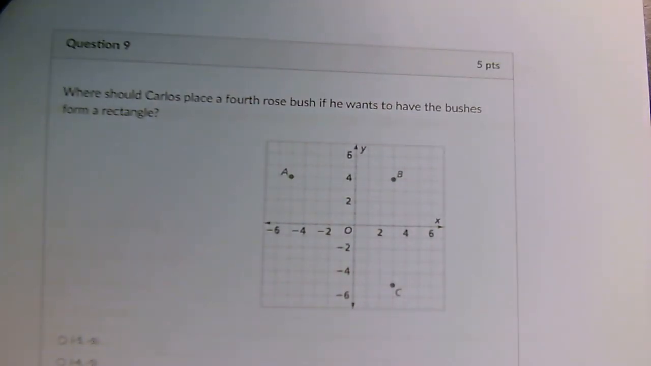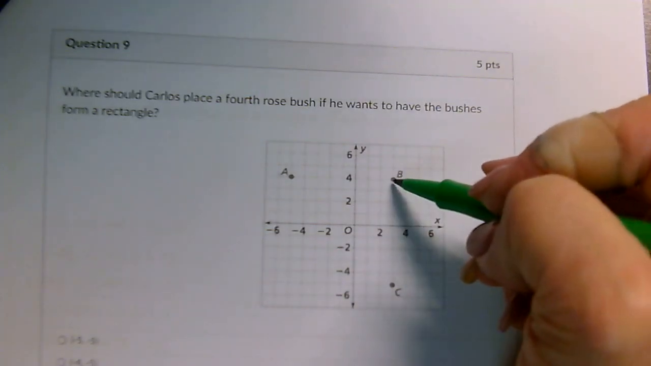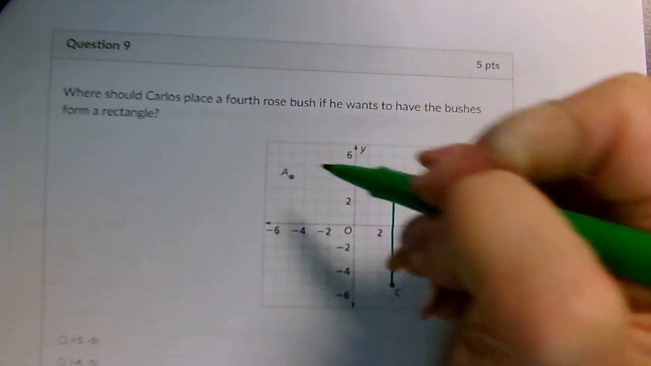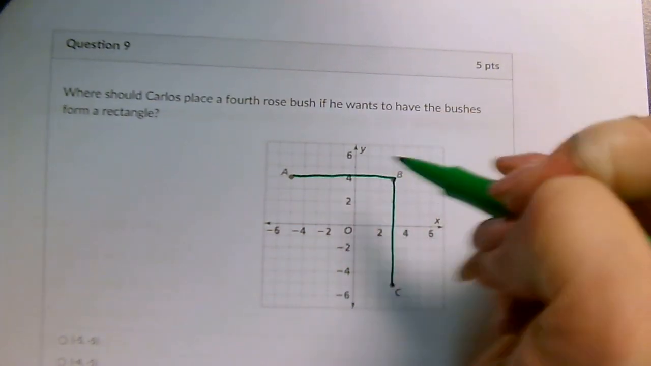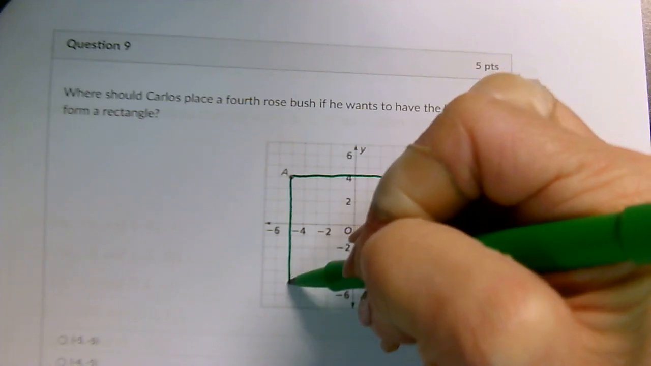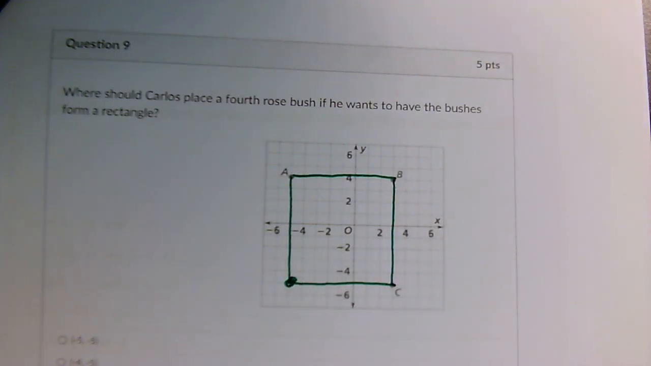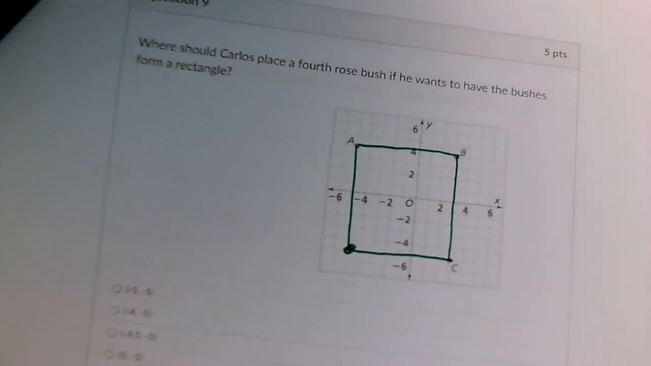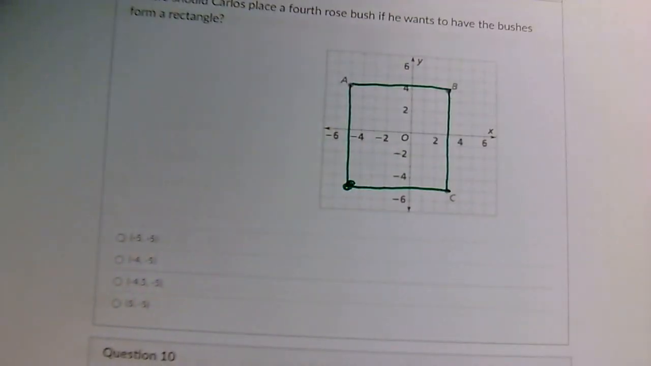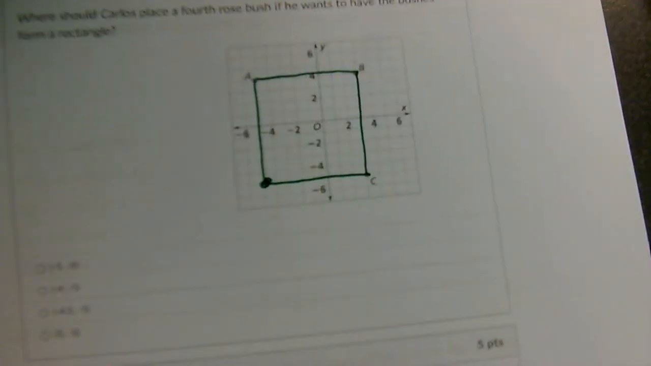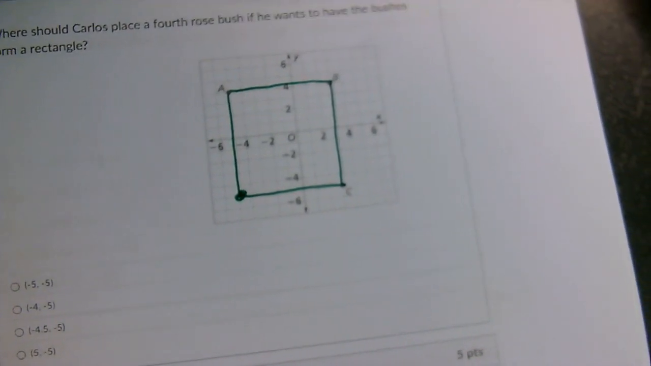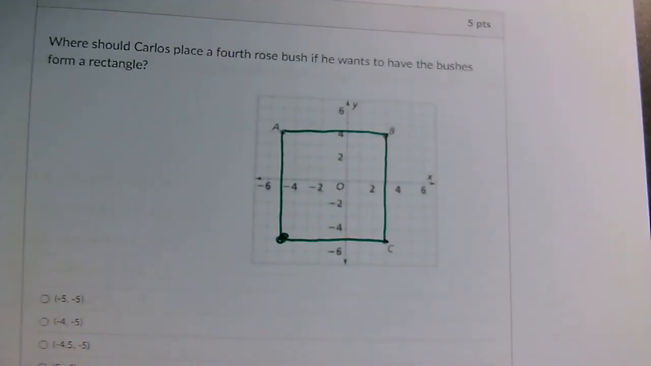Now, question 9 is a continuation of question 8. Where should Carlos place a fourth rose bush if he wants to have the bushes form a rectangle? Well, I can actually draw out what my rectangle would look like, and I would know that this right here is where my other coordinate would go. Now this looks a little blurry. Let's adjust it. There you go. Let's read off these choices.